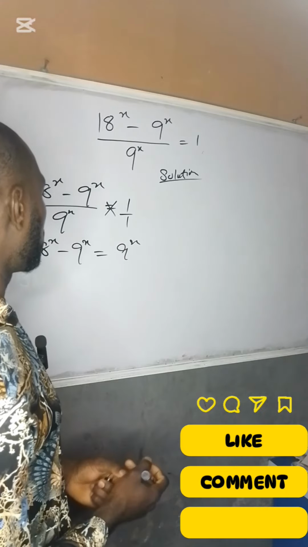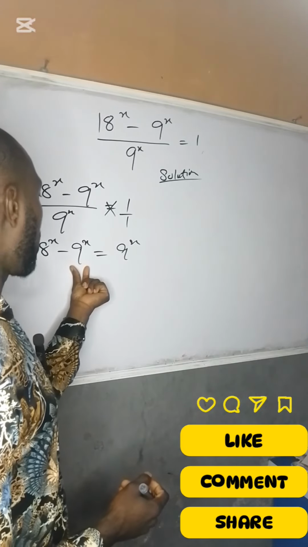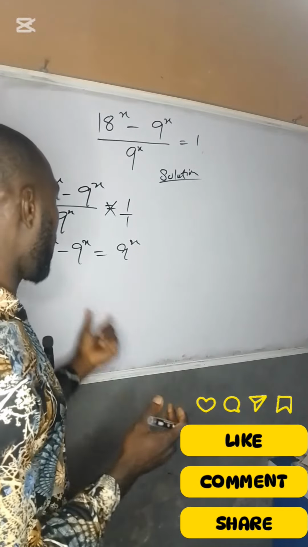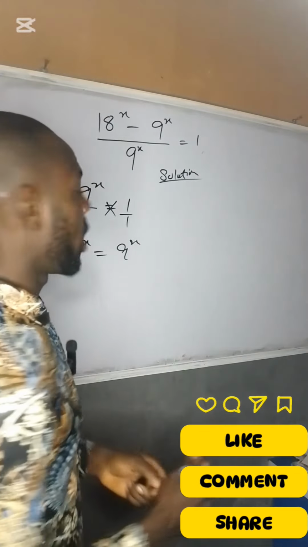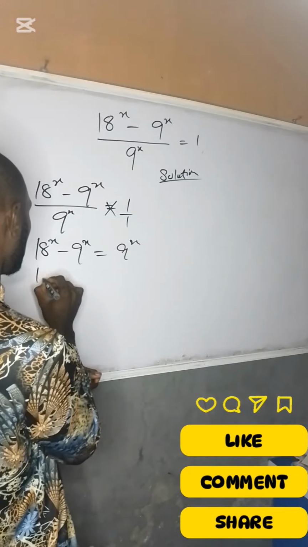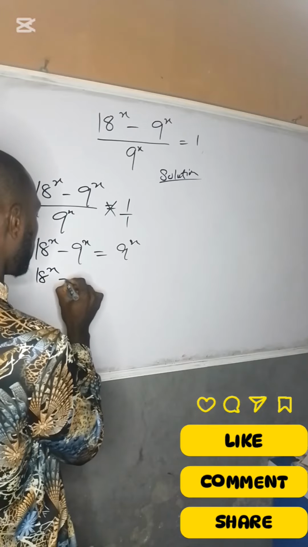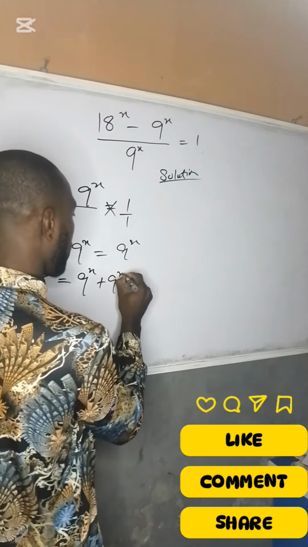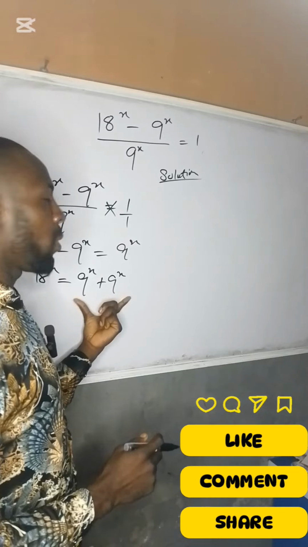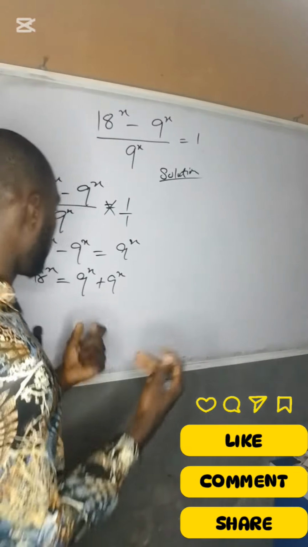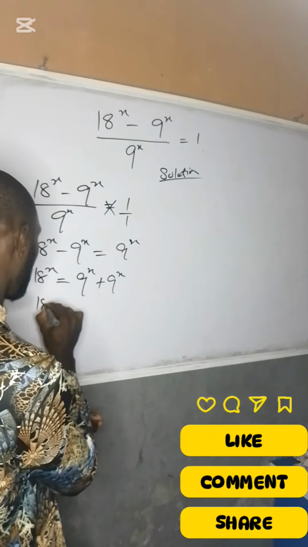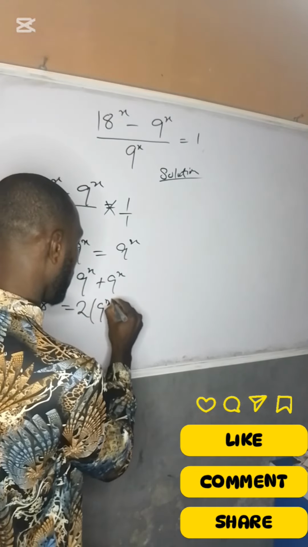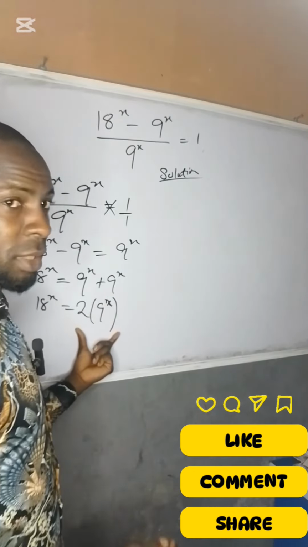Now, what next are we going to do? We have minus 9^x plus 9^x. Let's collect the like terms. Since they have the same base, you can collect the like terms. Okay, let's go. It will be 18^x is equal to 9^x plus 9^x. Now, this 9^x, they have become 2. So we can still write it as 18^x is equal to 2 open bracket 9^x. So the same thing.